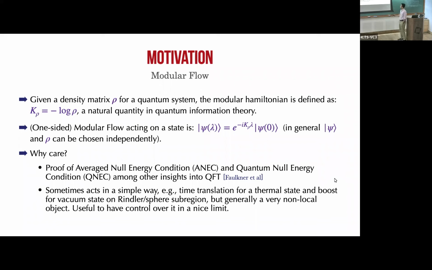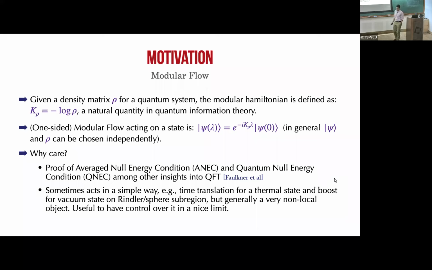A caveat here is that I'll be talking about one-sided modular flow acting on a state. It's a flow where the state psi as a function of lambda, the flow parameter, is defined by e to the minus i K lambda acting on some initial state psi. In general, these states psi and K, which is associated with rho, can be completely independent and chosen differently. My results will hold for certain choices of rho and psi which are related to each other, but more generally, modular flow can be defined for arbitrary states. Right?